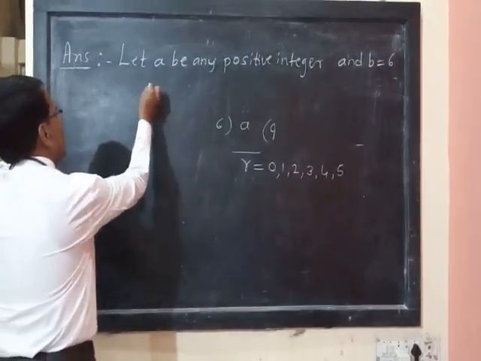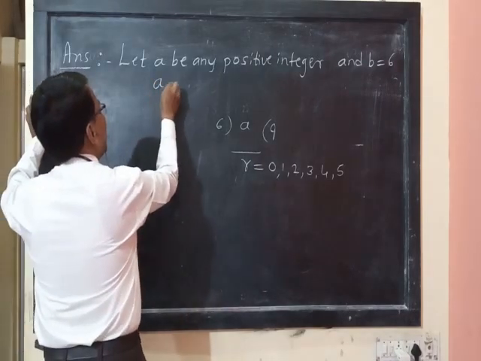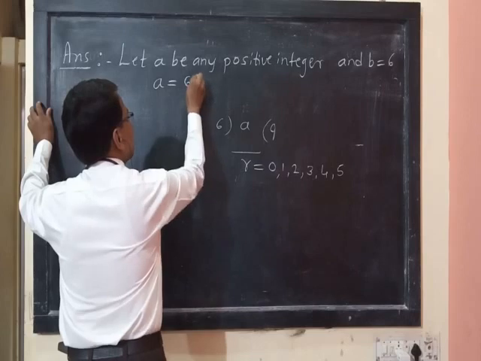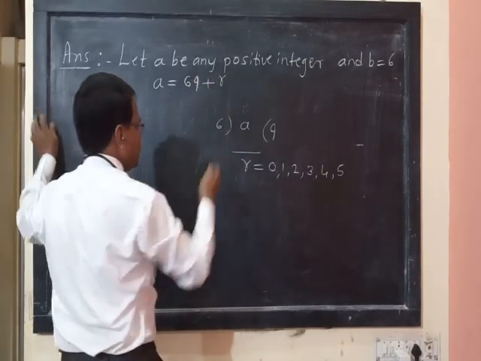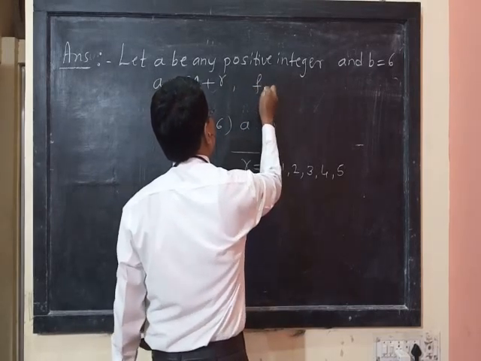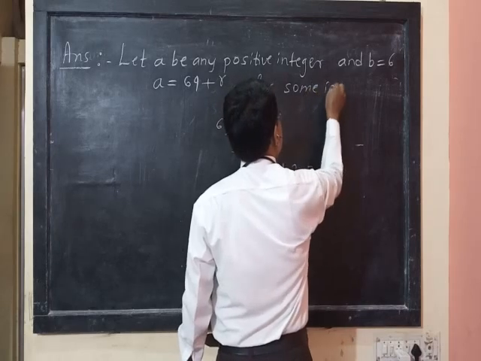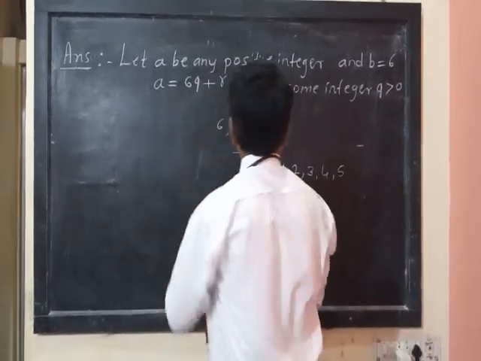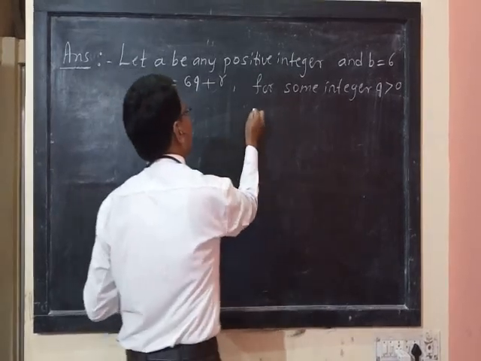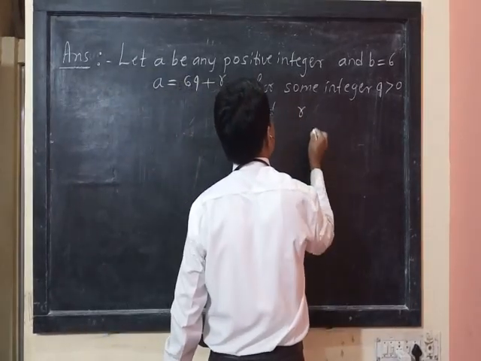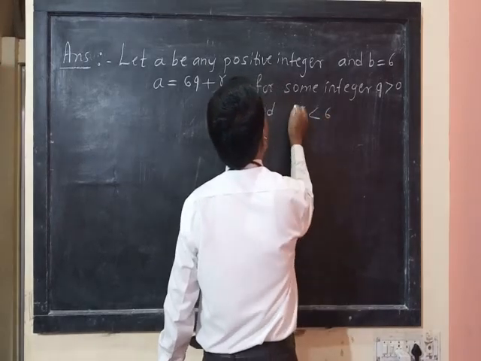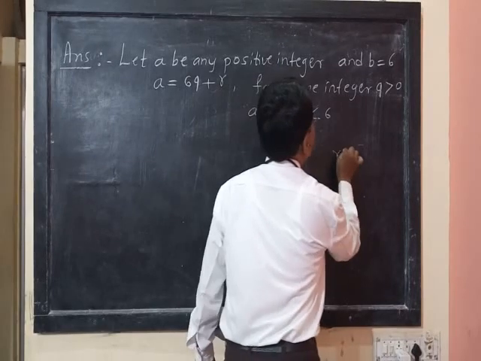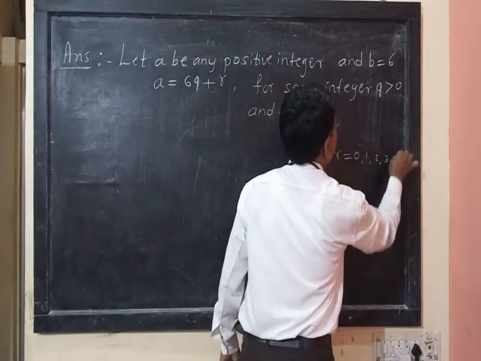Using Euclid's division lemma, we can write a equal to b, that is 6, into quotient q, 6q, plus remainder r, for some integer q greater than 0 and r less than 6, greater than or equal to 0. That is, r can be 0, 1, 2, 3, 4 and 5.